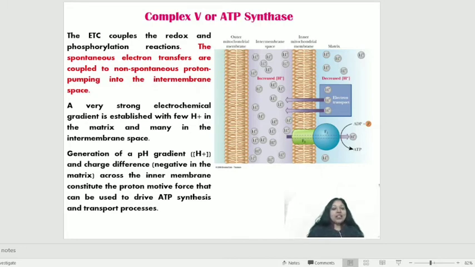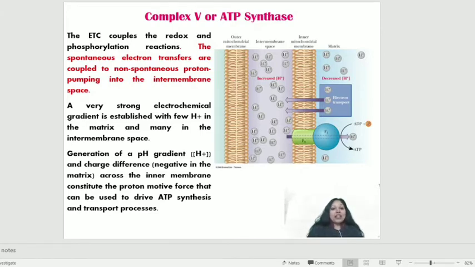Okay, so we know that the electron transport chain always couples redox and phosphorylation reactions. Redox means reduction and oxidation. Phosphorylation, which you have not come across so far because it happens on this ATP synthase complex, is the phosphorylation of adenosine diphosphate into adenosine triphosphate, or the flame of cells.